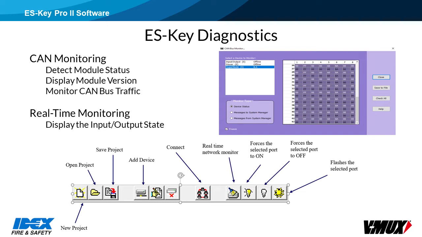Checking the state and version number of all configured modules is as simple as clicking the Check All button. This will cause the device selection window to update with version numbers for each module or an indication that the module is offline if no version was retrievable.